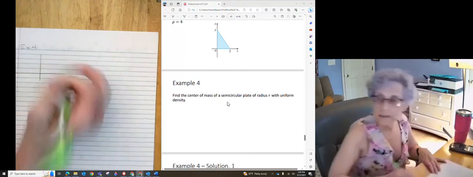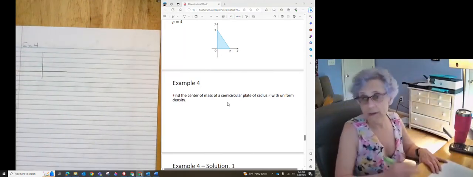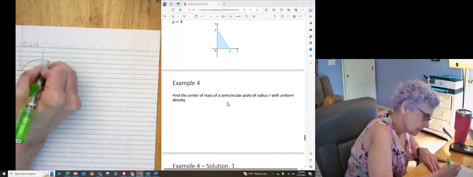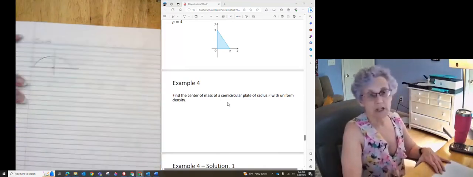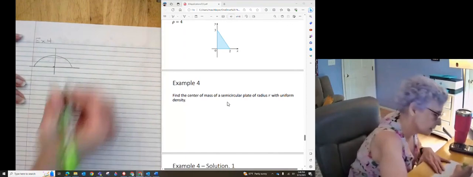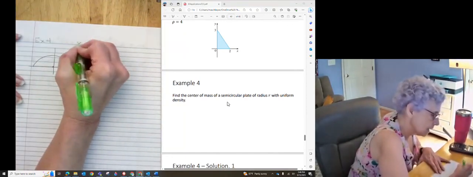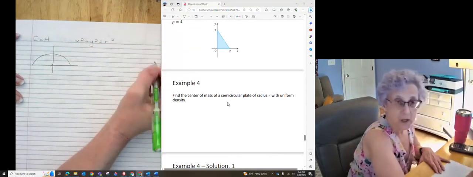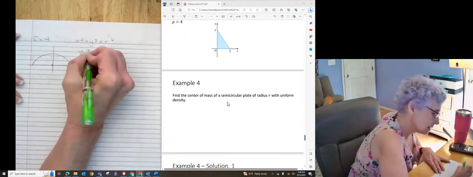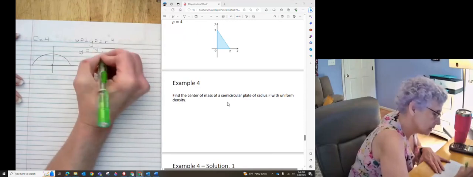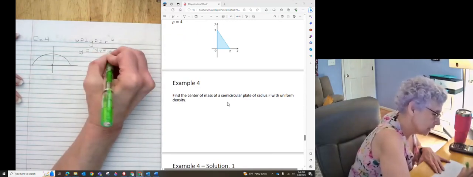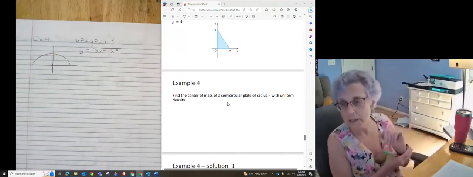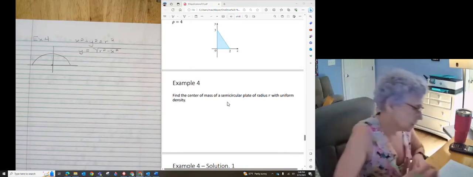I'm going to put the center at the origin, the center of the circle. So my semicircle just lives up here above the x-axis. If it were an entire circle, it would be x squared plus y squared equals r squared. But since we're above the x-axis, I can say that y is equal to the square root of r squared minus x squared, because it's positive above the x-axis.